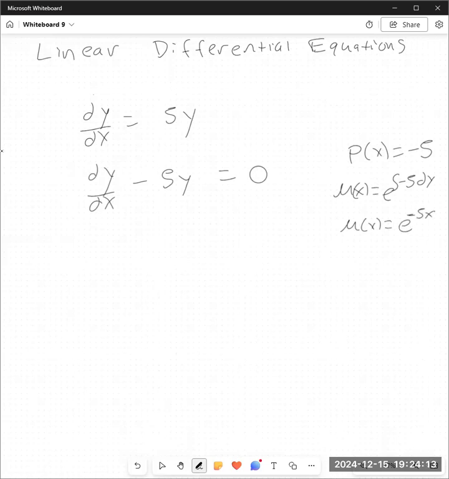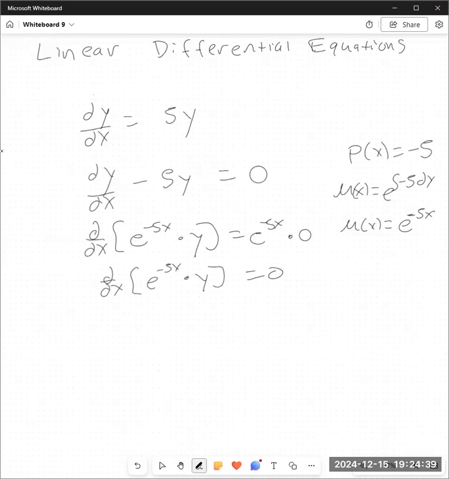So this is going to be the derivative with respect to x of e to the negative 5x times y is equal to 0 times e to the negative 5x. So that right-hand side is going to stay 0. So let's integrate both sides now with respect to x. And I get e to the negative 5x times y is equal to a constant c, because the derivative of any constant is 0. So y is equal to c e to the 5x.